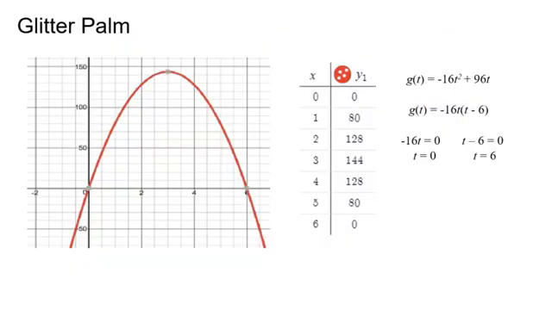For Glitter Palm, they gave us the graph that you see on the left. We can use that graph and take some of the information, enter it into Desmos, and that will help us gain more information. So when I look at the graph, one thing that I notice is it's got an x-intercept here of 0, 0. This is also the y-intercept.